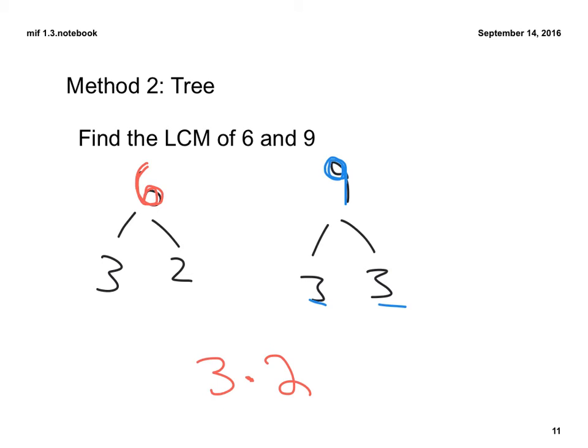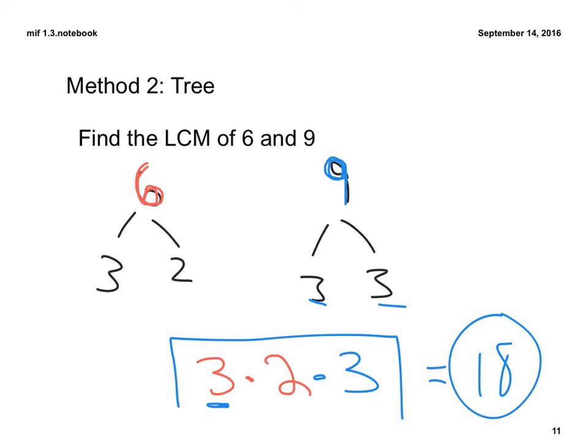Well, I already have a 3 right there, so in order to make 9, I'm going to need one more 3. So now in this product that I've written down right here in the box, I have 3 times 2 to make my 6. And I can also look at those numbers as having 3 times 3, which makes 9. So these are all the factors that I need for my LCM. My least common multiple is 3 times 2 times 3, better known as 18.